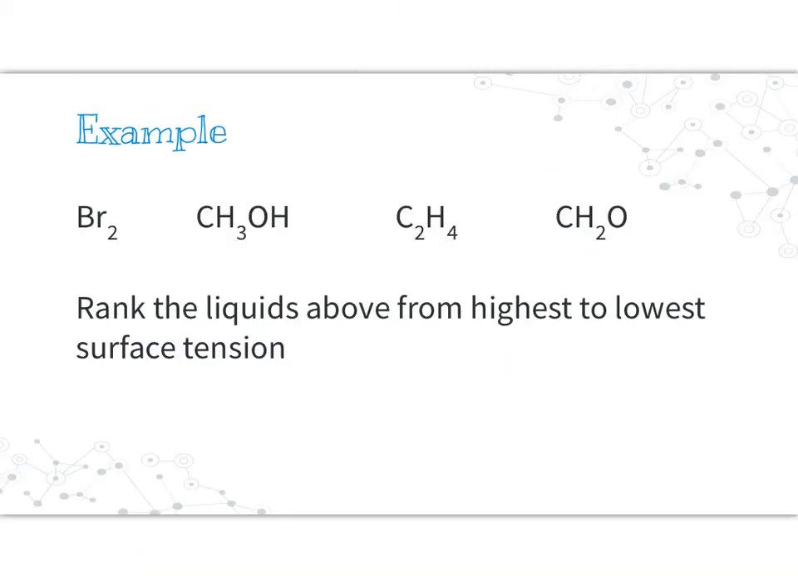Next up, rank the liquids above from highest to lowest surface tension. So let's just draw ourselves a structure here. We're going to do highest surface tension and lowest surface tension. Notice how I always make myself a little line. And I always write where's the strongest intermolecular force and where's the weakest, because often you guys are really good at deciding what the intermolecular force is, but you just order them the wrong way.